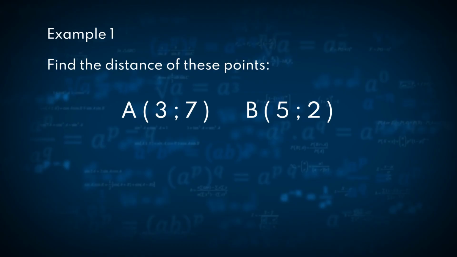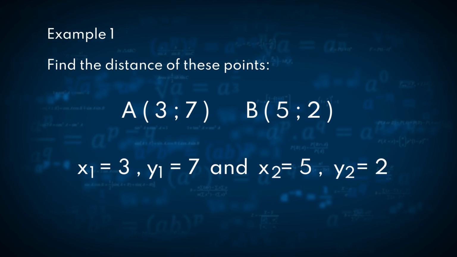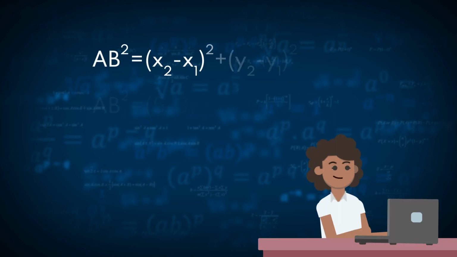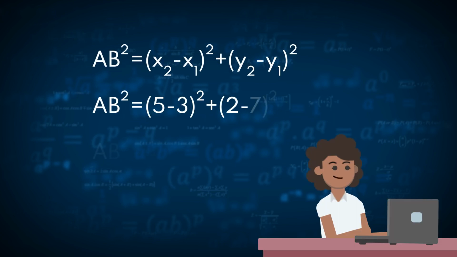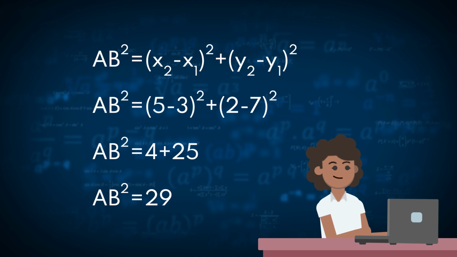Find the distance between these points, A(3; 7) and B(5; 2). First step, you have to label each point so that you won't make any mistakes when calculating. x1 equals 3, y1 equals 7, and x2 equals 5, y2 equals 2. The equation is AB squared equals (5 minus 3) squared plus (2 minus 7) squared, which is AB squared equals 4 plus 25, which is AB squared equals 29.